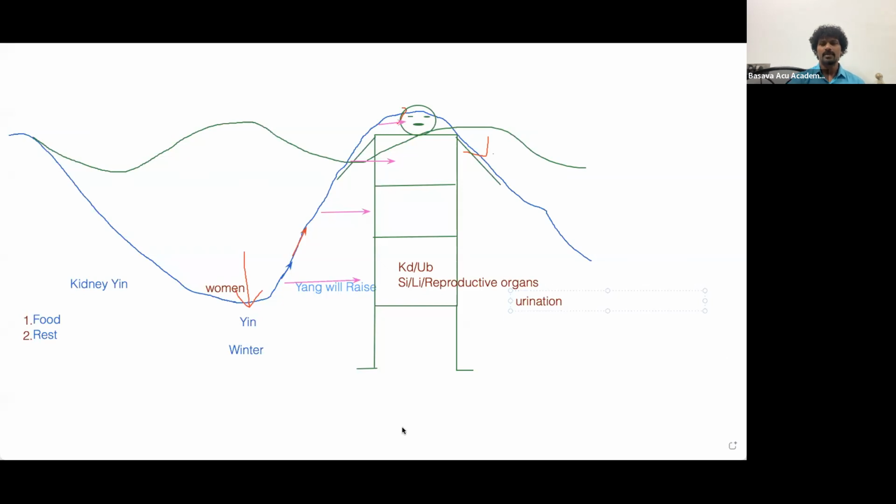So many people, for inconsistency of urination, there is no answer with medicines. Simply we tell prostate gland enlargement. Why is the prostate gland enlarging? Because of the kidney yin yang deficiency only.